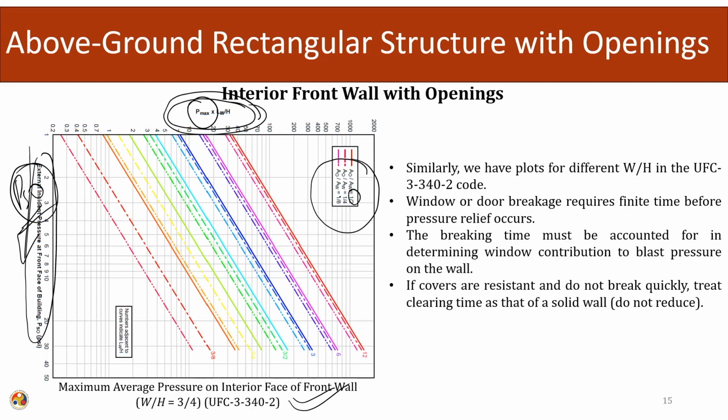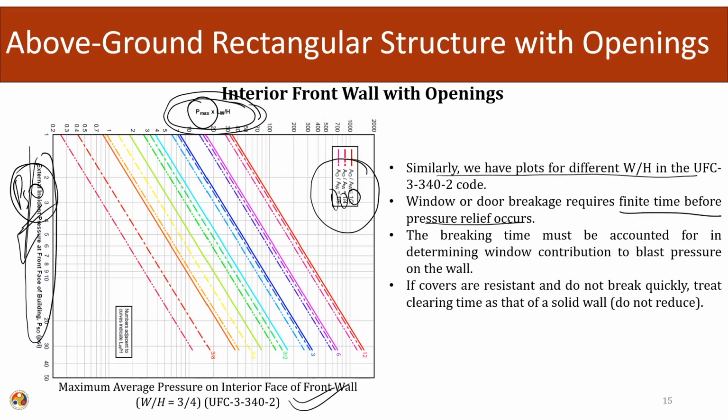So, half, 1/4, 1/8. Similarly, we can have different plots for different W to H ratios. This depends upon the W to H ratio. Depending upon the different W to H ratios, we can have different plots. Window or door breakage requires finite time before pressure relief occurs.